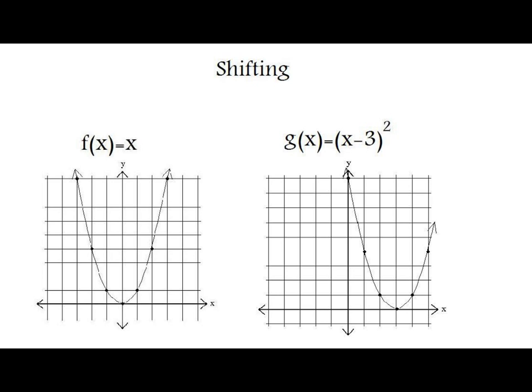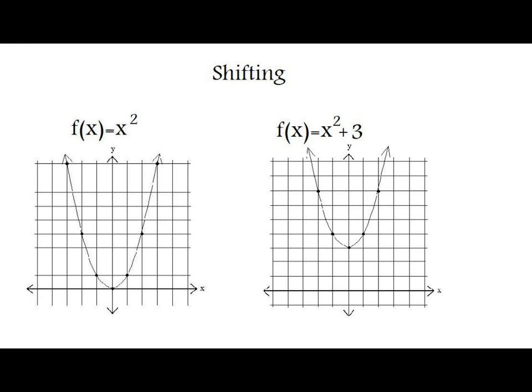For this, we will use f of x equals x squared and g of x equals (x minus 3) squared. As you can see, subtracting 3 from x has shifted the graph to the right. If one were to add 3 to x, the graph would have shifted to the left.